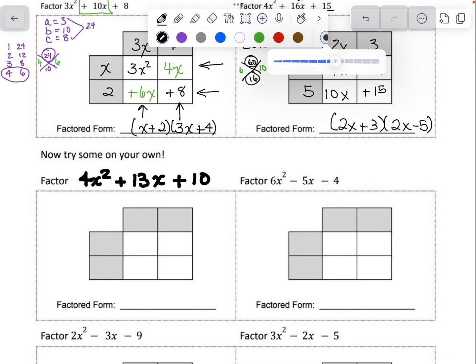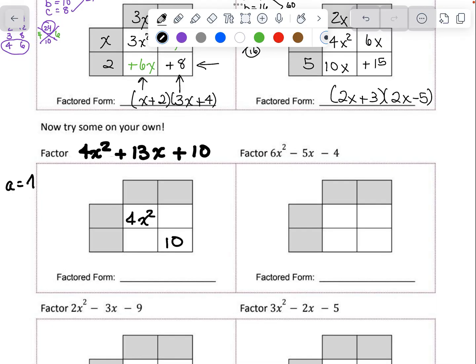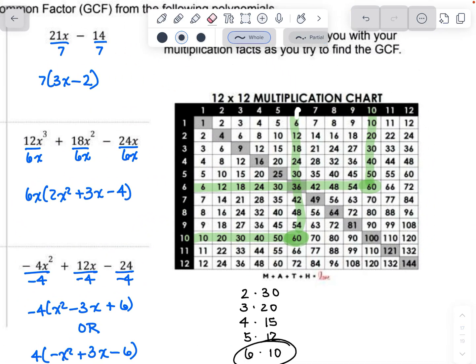All right, so we're going to factor that one together. And I know my 4x squared is going to go here, and my 10 is going to go here. Now I need A. A is 4, B is 13, C is 10. So I need two numbers that multiply to give me 40, that add to give me 13. So I'm going to go back up here, and I'm going to look to see where my 40s are. So I have a 40 right here, a 40 right here, 40, 40.